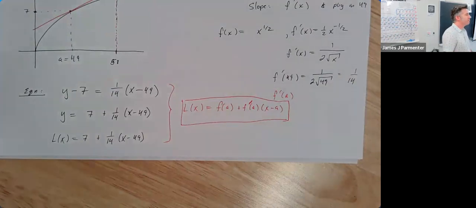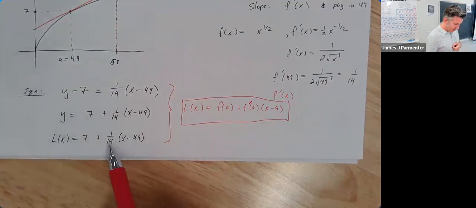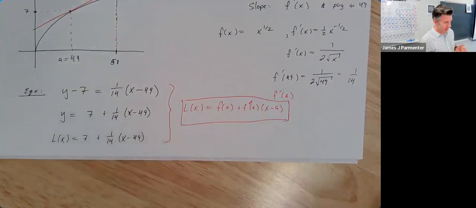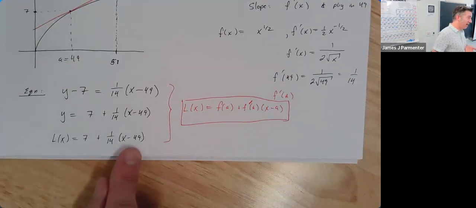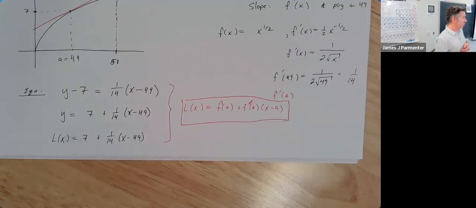Because we want to write this thing as a function of x, and to do that we have to isolate the y. But we don't have to make it like y equals mx plus b, and we don't actually want to. The reason is that if you leave it like this and you don't multiply the 1/14 through, then when you plug in a value of x that is usually close to the value of a, this becomes small, and you can see it's just 7 plus a little bit, or 7 minus a little bit.